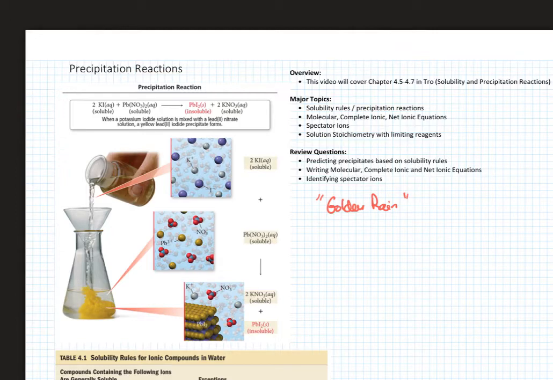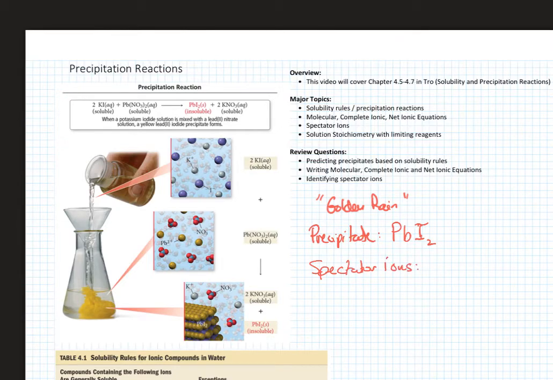All right, so we've got a couple of names we want to define. The first one we will call the precipitate. That is the species that forms the solid when the reaction occurs. Basically you can think of this as the thing that is insoluble in solution. In this particular case, it's PbI2. So you may have a question on an exam that asks, what would be the precipitate given the following reaction?